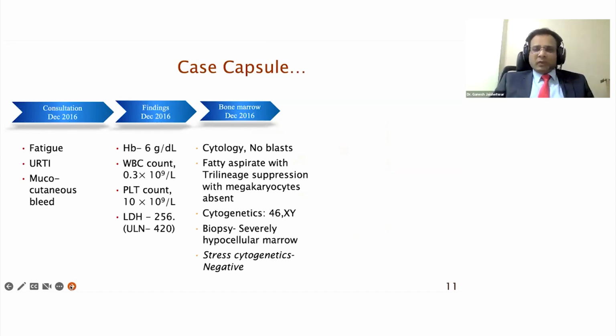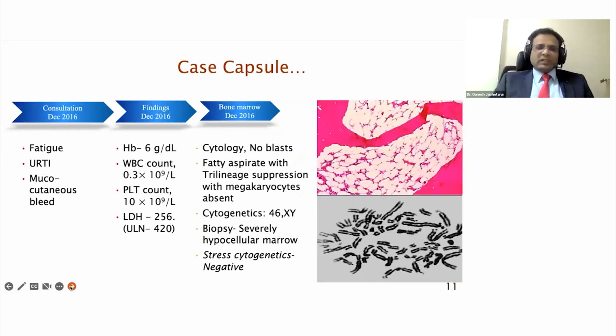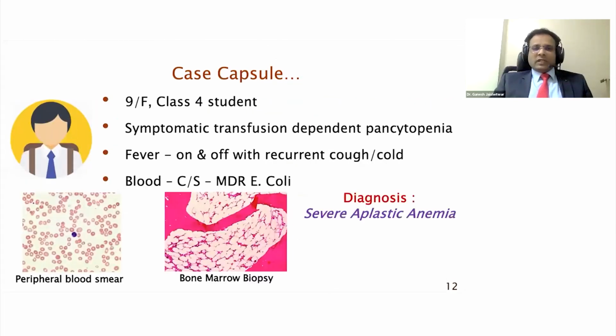So we did the bone marrow. It was a completely empty marrow, completely replaced with fatty globules. The cytogenetics was normal. The stress cytogenetics was reported negative. So we do stress cytogenetics to rule out inherited marrow failure syndromes in younger patients like this girl. So this is her picture, and you can see the diagnosis is very severe aplastic anemia, in fact, because her absolute neutrophil count is less than 200.